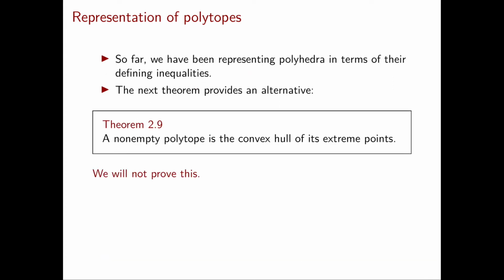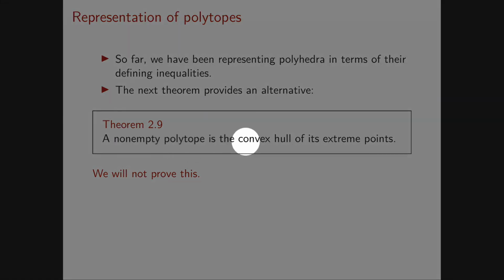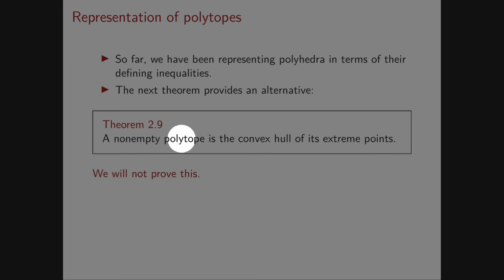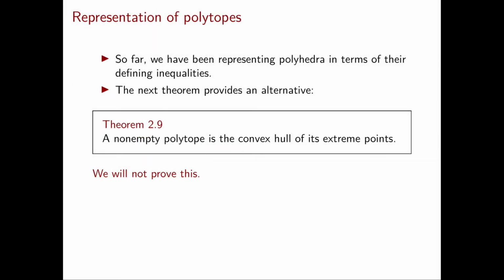So far, we have always been thinking about polyhedra as the intersection of finitely many half-spaces. In the next theorem, we see that they can also be described in terms of convex hulls. A non-empty polytope is the convex hull of its extreme points. The first thing to notice is that we're not considering all polyhedra here. In fact, we need to have polytopes, so bounded polyhedra, and of course we need non-emptiness. We will not prove this theorem, and if you're interested in the proof, I suggest you look at the textbook.